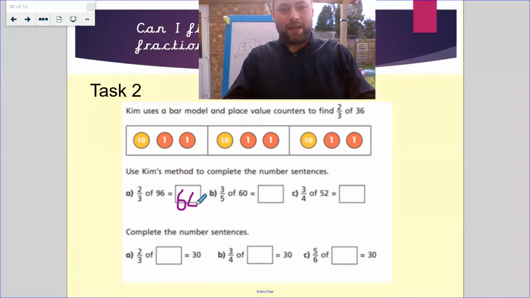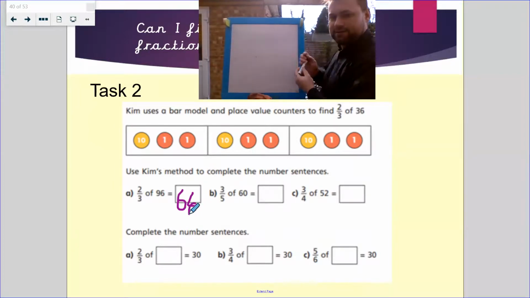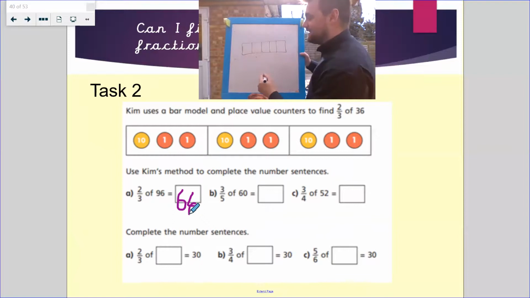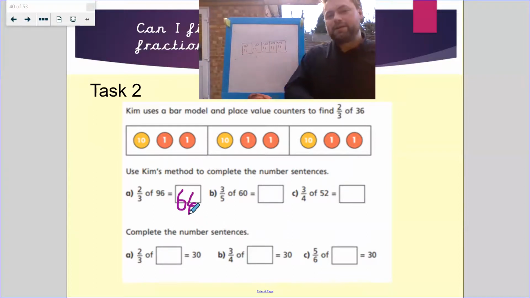For question B, our bar is split into 5 parts. So let's go into 5. 1, 2, 3, 4, 5. We've got 60, so we go 10, 20, 30, 40, 50. We then have to exchange the next 10 into ones. 1, 2, 3, 4, 5, 6, 7, 8, 9, 10. The answer is 12.